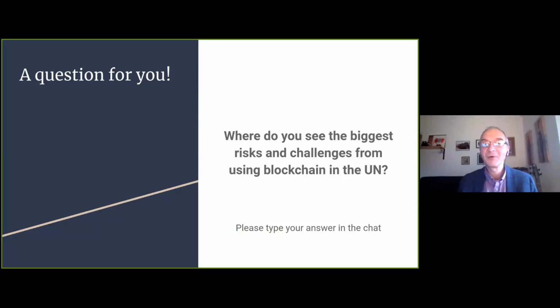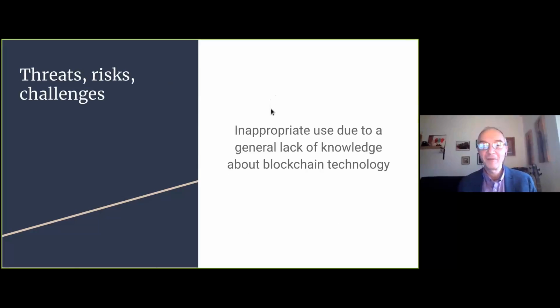So let's see what's on my selection, my highlight list. I put this one, which is not very technical, but to start with, I think we've seen cases of inappropriate use due to a general lack of knowledge about blockchain technology. And I think in the development sector, we have even more responsibility towards seriously evaluating technology before we deploy it in the field, and maybe outside where commercial entities can venture different attempts.